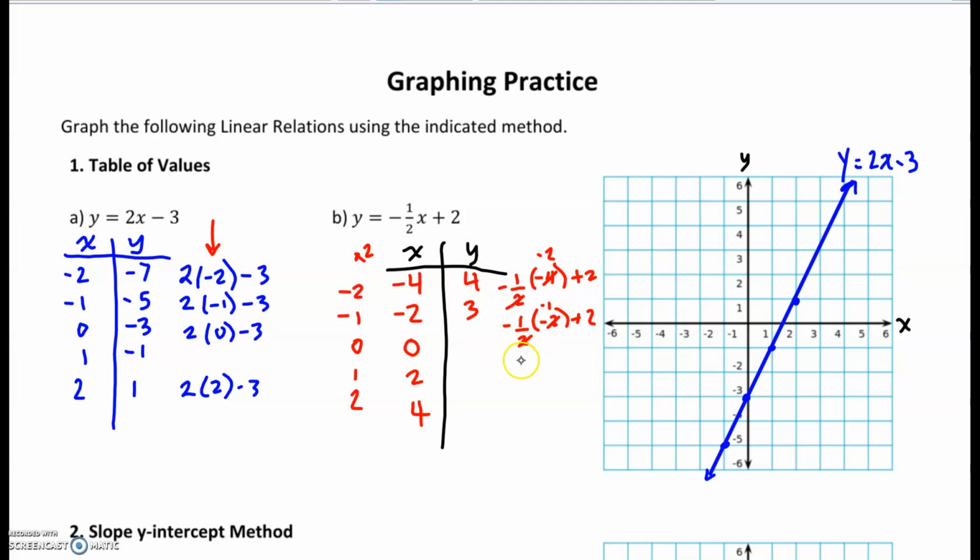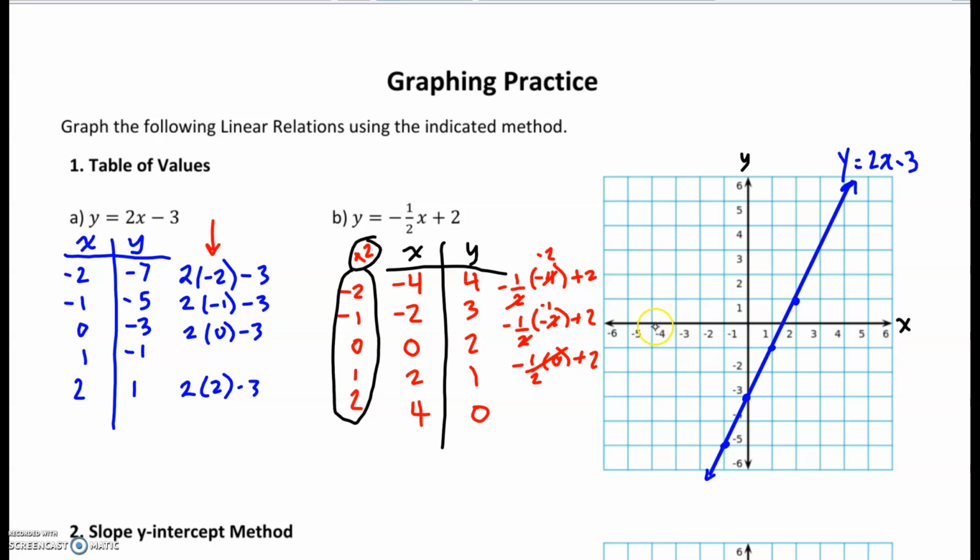Okay, we're going to sub in 0, so -1/2 times 0 plus 2. So this we don't have to cancel. We know anything times 0 is gone, so I'm just left with 2. And now I see the pattern. So it's 4, 3, 2, 1, and then 0. Okay, so that's a little trick. What you do, take the denominator and multiply it by the fab 5, remember, which is -2, -1, 0, 1, 2. All right, let's go ahead and plot our points.